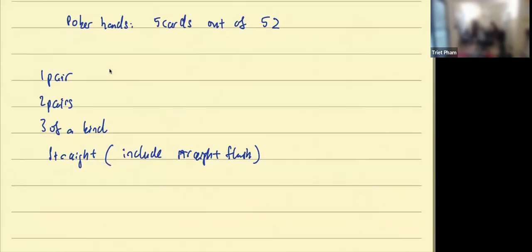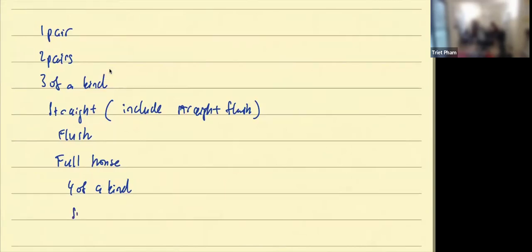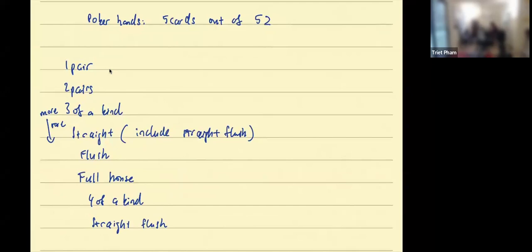Straight, and then flush, full house, 4 of a kind, and then straight flush. There's a royal flush, but there are only 4 of those, so we're not going to go there. All right. So the idea is that as you go along this way, hands get more rare. If you get a full house, then you will beat anything below that.